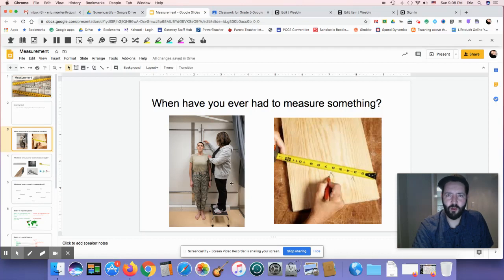Maybe you've measured your own height. And I know for sure a couple months ago in science class when we were working on our Nerf gun projects and our fan powered cars, I know that there was a little bit of measurement involved with that as well. Some of you had to use rulers or measuring tapes to make that project happen as well. So those are just a few examples of where you've maybe had to measure something in your own life.